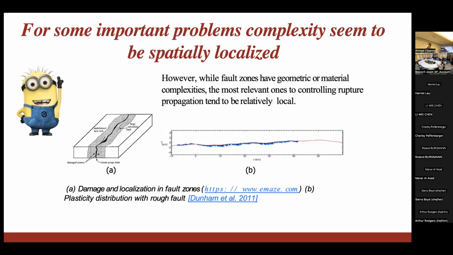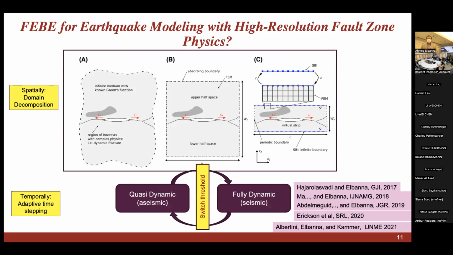And as I mentioned, an example would be fault zones, where the width of the fault zone could be a couple of hundred meters, compared to a fault that extends for a couple of hundred kilometers. And also when we do simulations, we can observe that this kind of off-fault damage or plasticity extends over spatial scales that are very narrow compared to the length of the fault. However, as I will show, even if these are relatively local, they have an important impact on the rupture propagation.